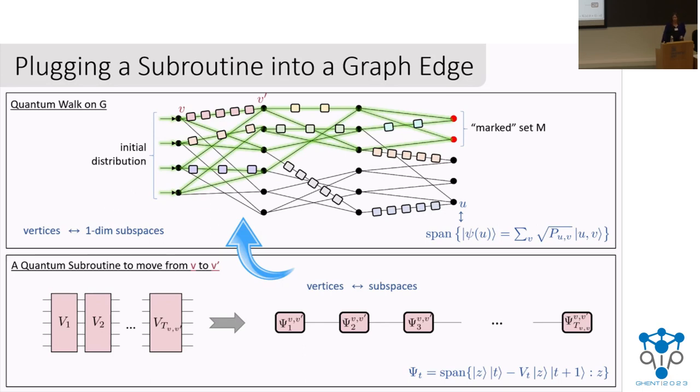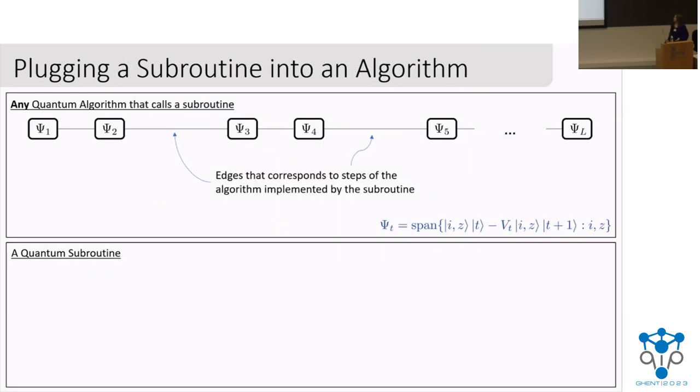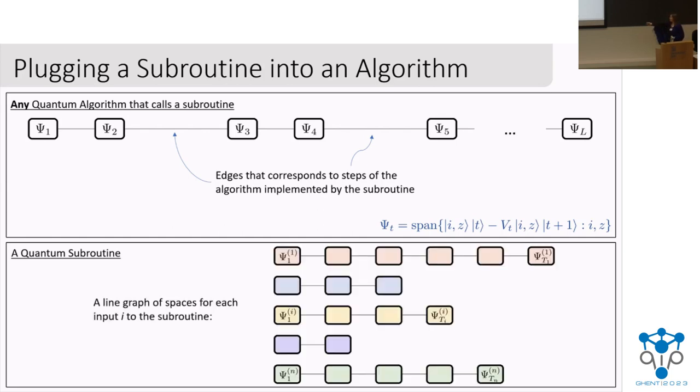Okay, but this is how you might imagine doing some sort of composition in graphs, but we want to do composition in general algorithms. Okay, but I told you any quantum algorithm, you get a line graph. So imagine a quantum algorithm that calls a subroutine, meaning that some of the edges in this graph correspond to steps of the algorithm that are implemented by a subroutine. And what is a subroutine? Well, I claim that a subroutine is one circuit for every possible input I, from which we can get one line graph for every possible input I, and these line graphs can have different lengths. So if you believe me that for every algorithm there's a line graph, this should be no problem.